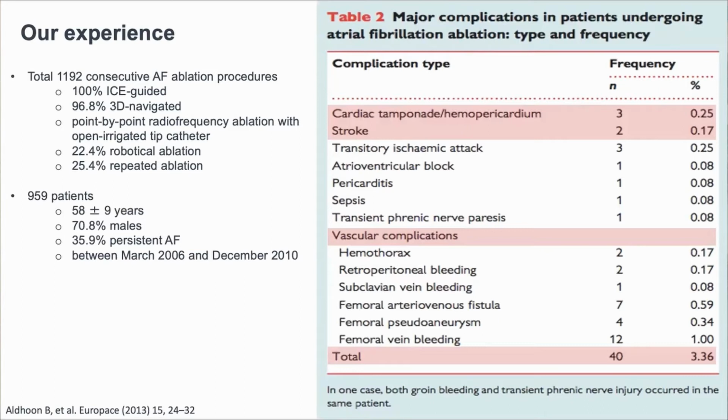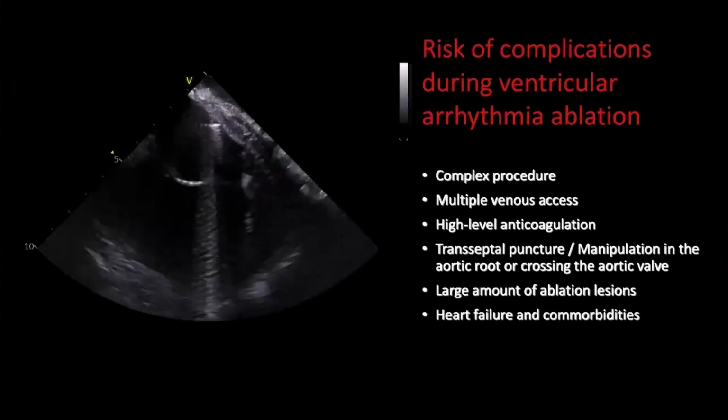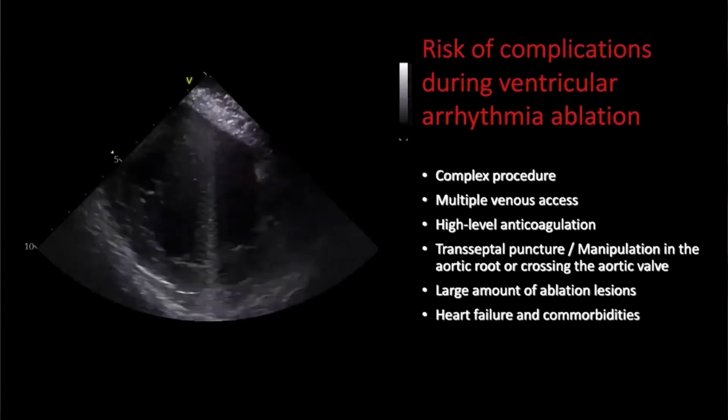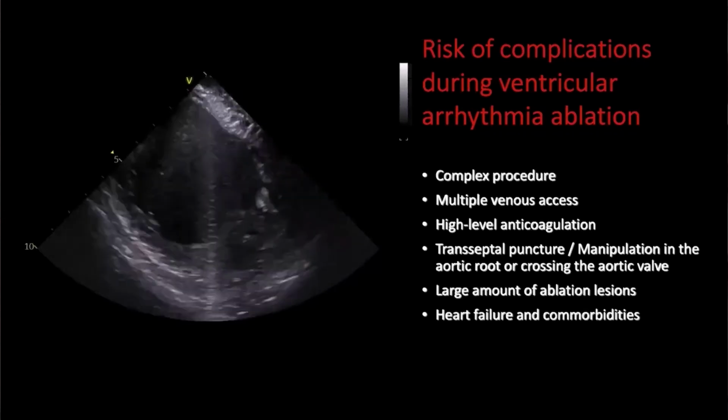Let's compare it to our high volume experience of more than 1,000 consecutive AF ablation procedures in 959 patients. We observed overall major complications of about 3.36%, in which tamponade and stroke were observed in 0.25 and 0.17% of cases respectively. The risk of complications during ventricular arrhythmia ablations depends on many factors.